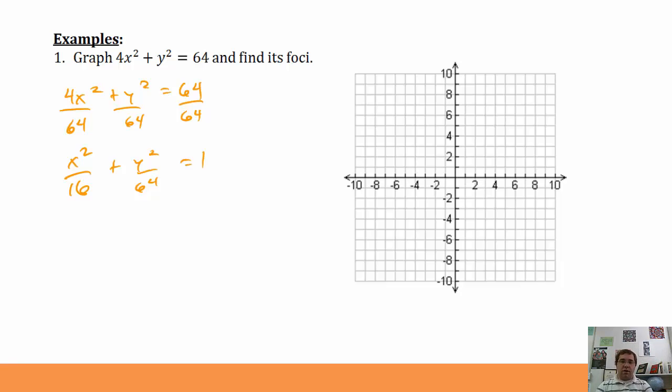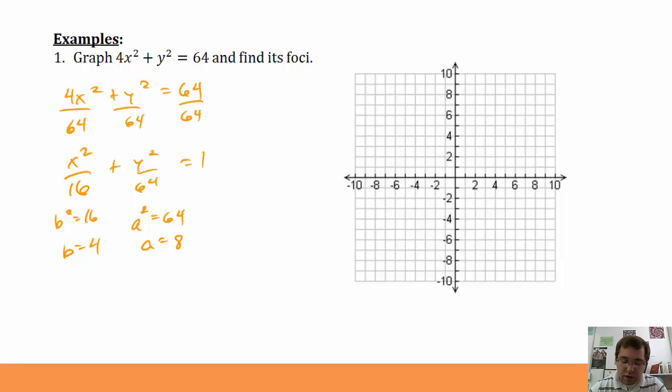Now, that's in the form that we wanted, where a is always the bigger one because a is the distance along the major axis. a squared is 64, so in this case a is 8. b is the smaller of the two numbers. b squared is the smaller of these two numbers, so that's 16, and b is 4. So a is the distance along the major axis, so it's the longer one. b is the distance along the minor axis, so it's the shorter one. But in our equation, a squared was underneath the y squared term. That means that this ellipse is elongated vertically.